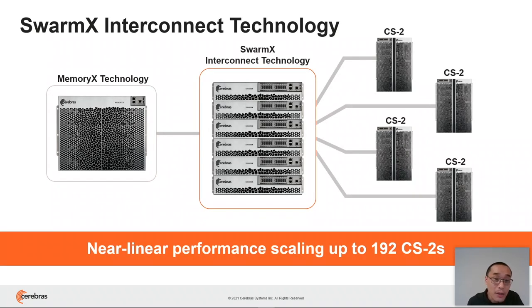Next, completely independent of that memory, we introduce an interconnect to scale up the number of CS2 systems to deliver massive compute performance. We call this interconnect technology SwarmX. It's also specially designed to scale neural network training to clusters of up to 192 CS2 systems with near linear performance scaling.